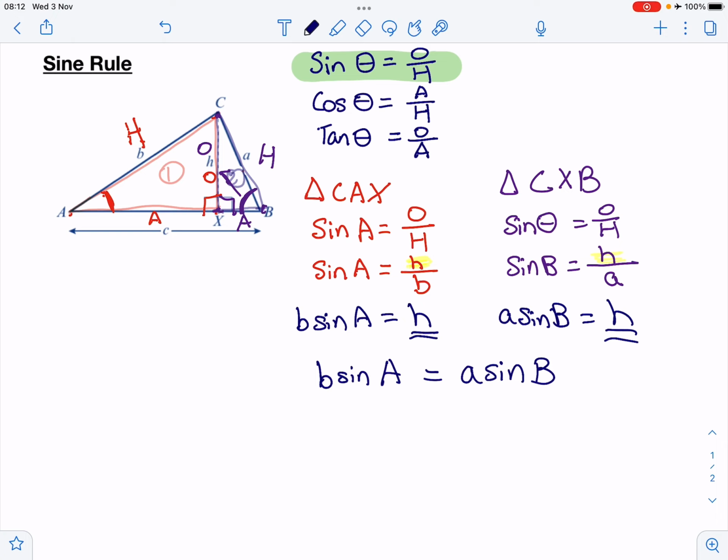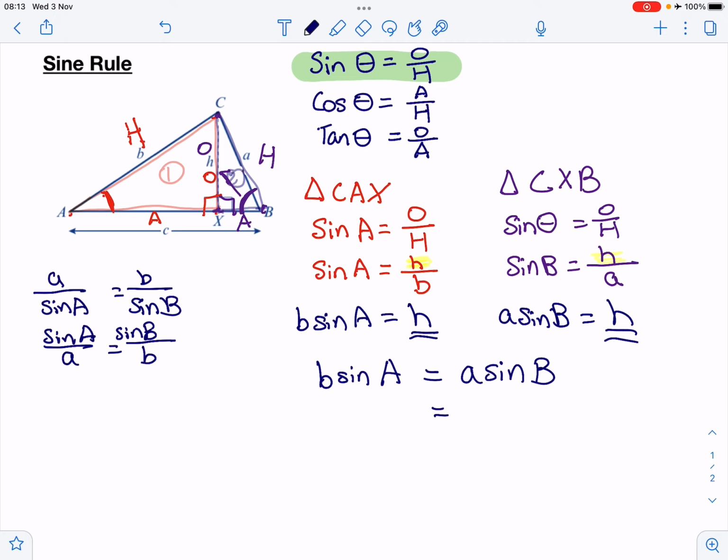And what does our sine rule look like? Our sine rule for sides is a over sin A equals b over sin B. And for angles, it's sin A over a equals sin B over b. So now we can rearrange our equation from here. We have B sin A equals A sin B.